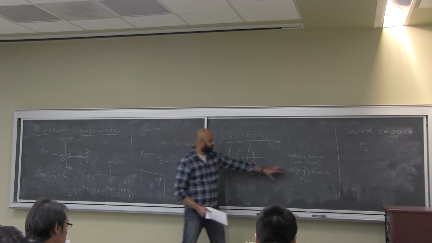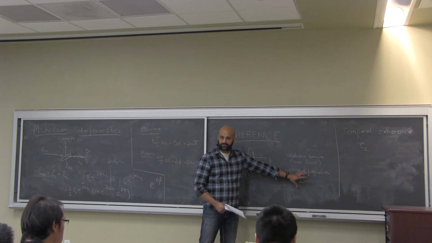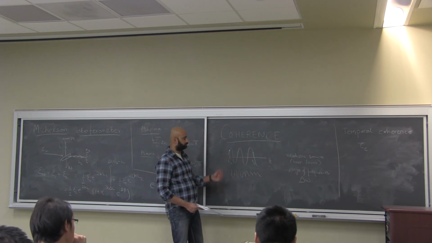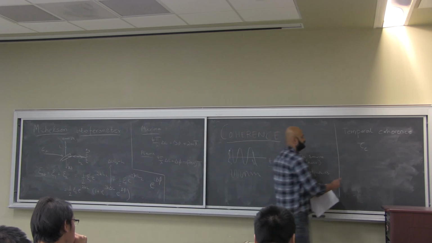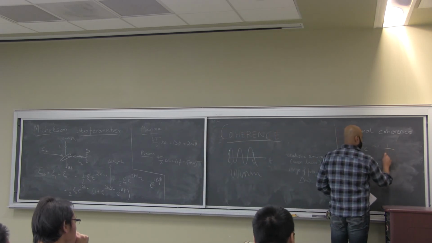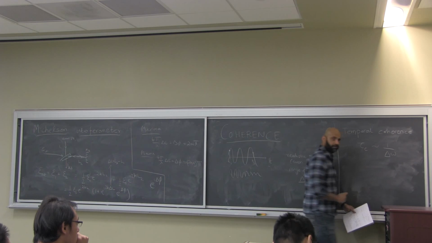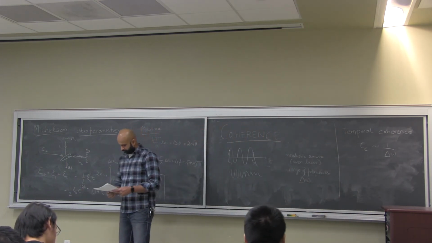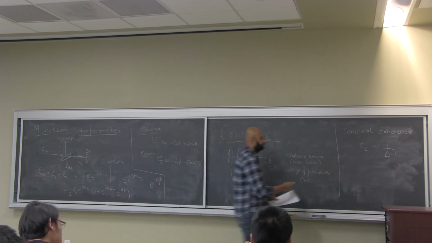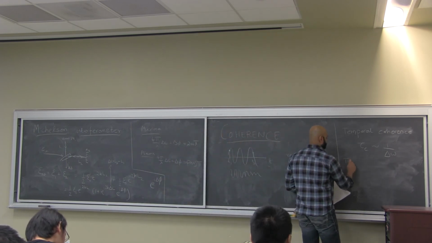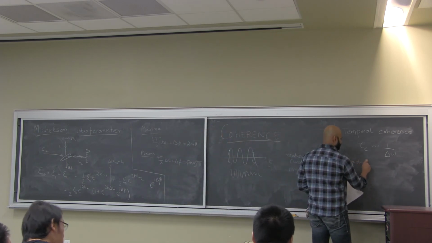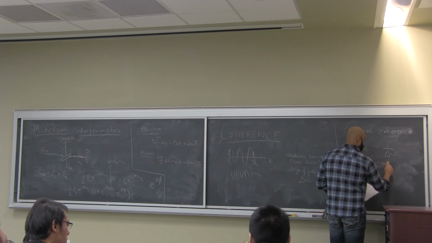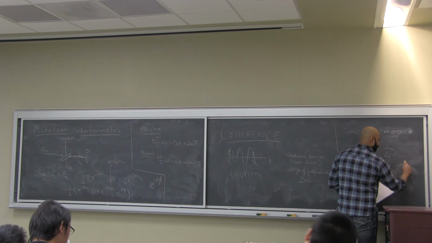But if it consists of some range of frequencies delta omega, then you will see, or you can probably guess, that tau C will be proportional to 1 over delta omega, the bandwidth. Okay? So it's a time duration. I'm not proving these statements. These are all things that you can look up in any sort of optics book.